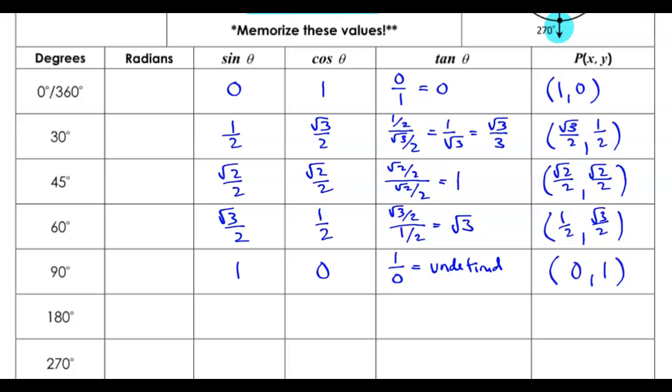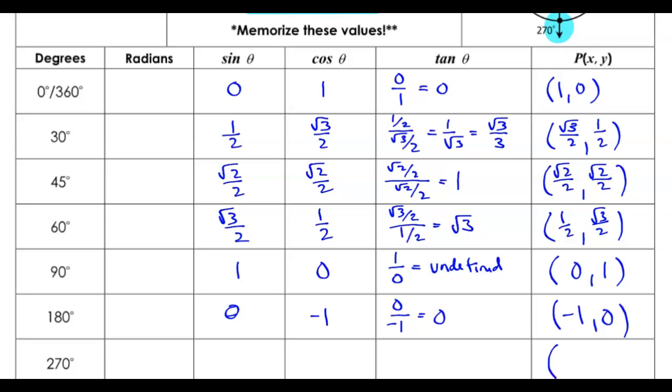If you go all the way around the unit circle to 180 degrees, that's just on the other side. Now this is going to be the coordinate (-1, 0), which means that the sine of 180 degrees is going to be 0. The cosine is going to be -1, so notice that the cosine is negative. And then the tangent is going to be 0 over -1, which is really just 0.